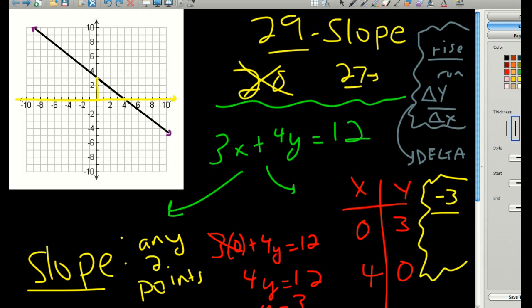So for that I'm going to change colors. I'm going to change it into orange. And now I'm going to see how many spaces to the right or to the left I have to go in order to get to x. So I have 1, 2, 3, and 4. It took me 4 spaces to the right to get to my other y value. So we're going to write positive 4.